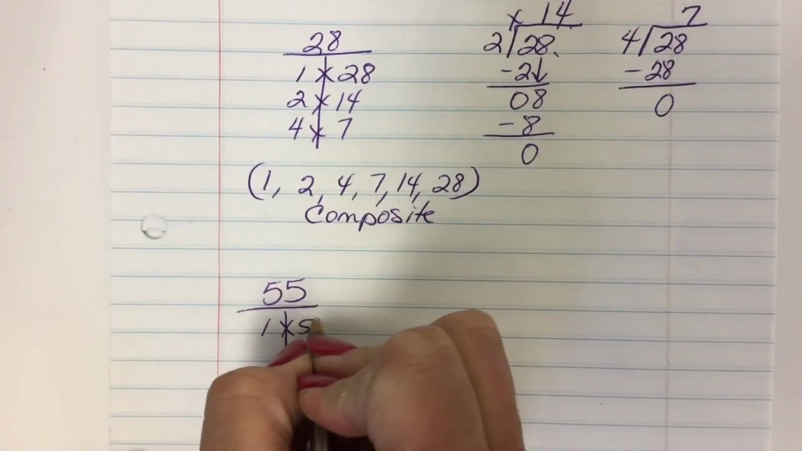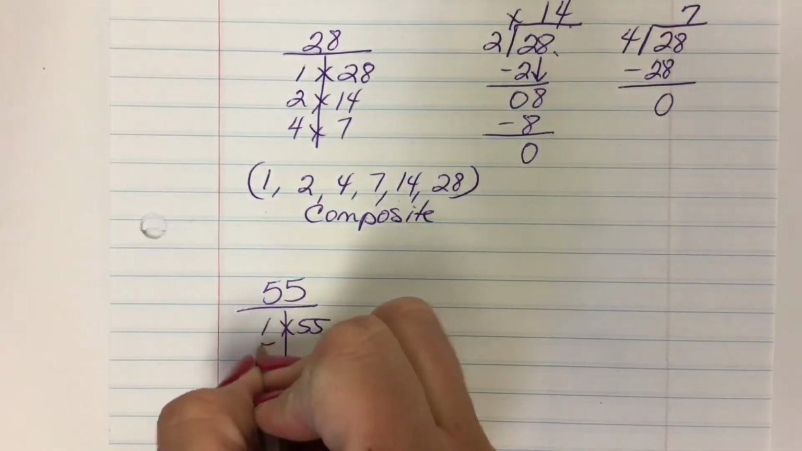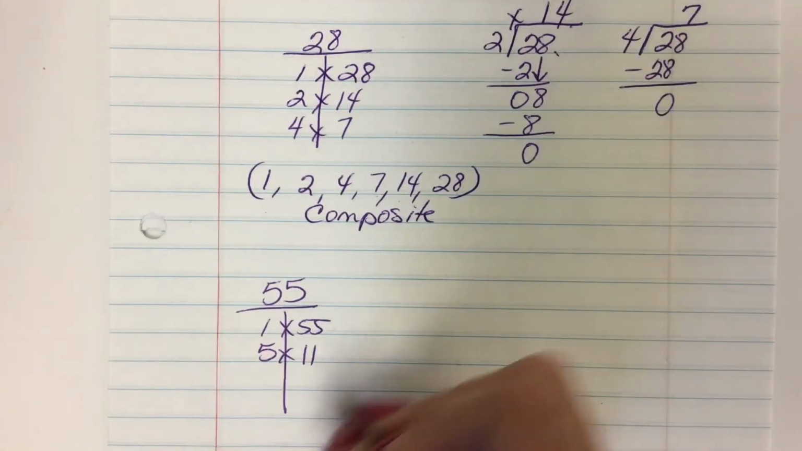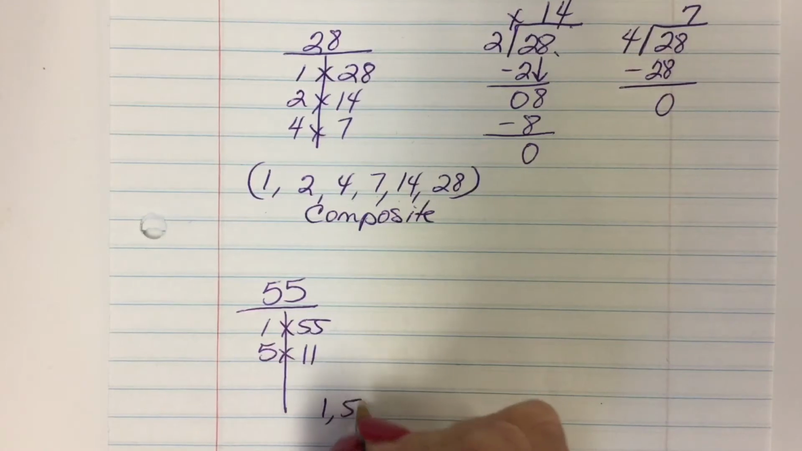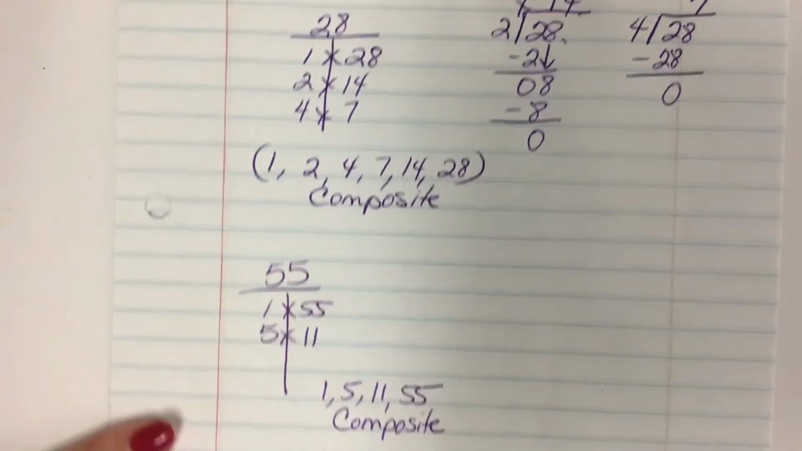Okay, what if I wanted the factors of 55? I know 1 times 55 is 55. 2's not going to go into it because it ends in a 5. 5 plus 5 is 10, so 3 doesn't go into it. I don't think 4 is going to go into it. 5 will. 5 times 11. And that's pretty much it. So the factors are 1, 5, 11, 55. So it makes it a composite. Okay, it is a composite number.